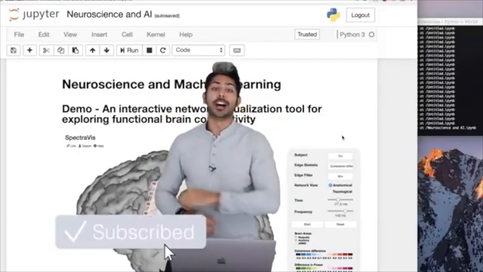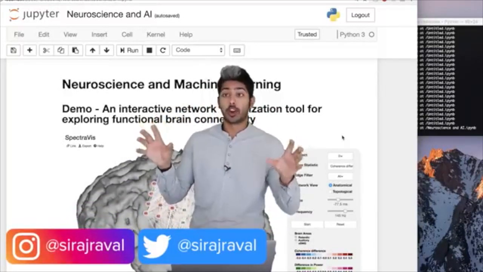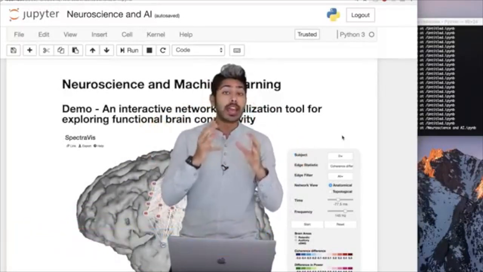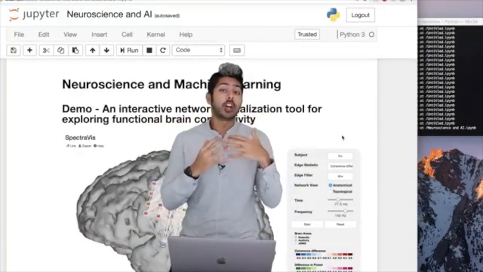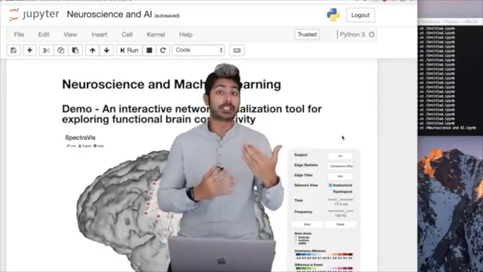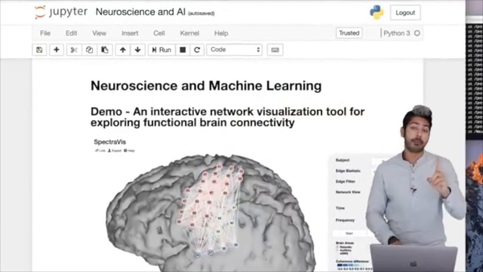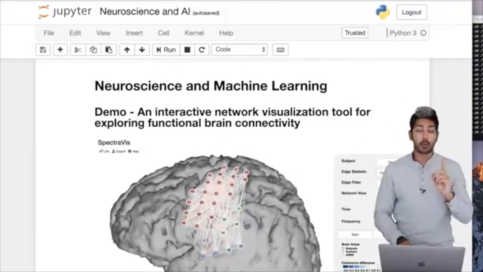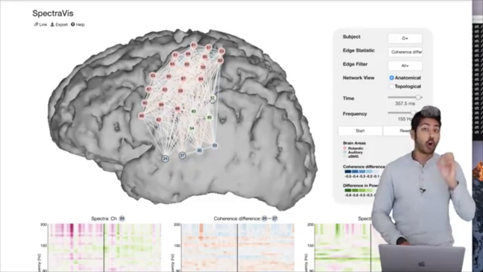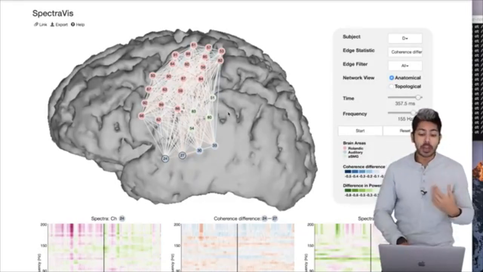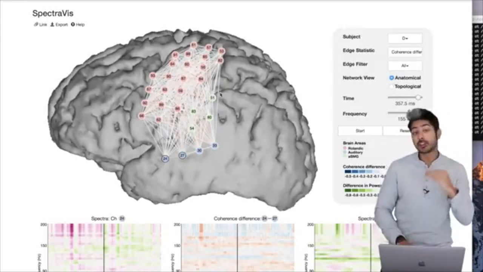Hello world, it's Siraj, and neuroscience and machine learning, two different fields that are actually very much connected. Today I'm going to talk about how neuroscience and machine learning are very connected, and how recent advances in neuroscience will move machine learning forward. Before I talk about that, I want to show you a demo. It's an interactive network visualization tool for exploring functional brain connectivity. It's called SpectraViz. After this video, you're probably going to want to look at more neuroimaging techniques, and this is a great way to get started.